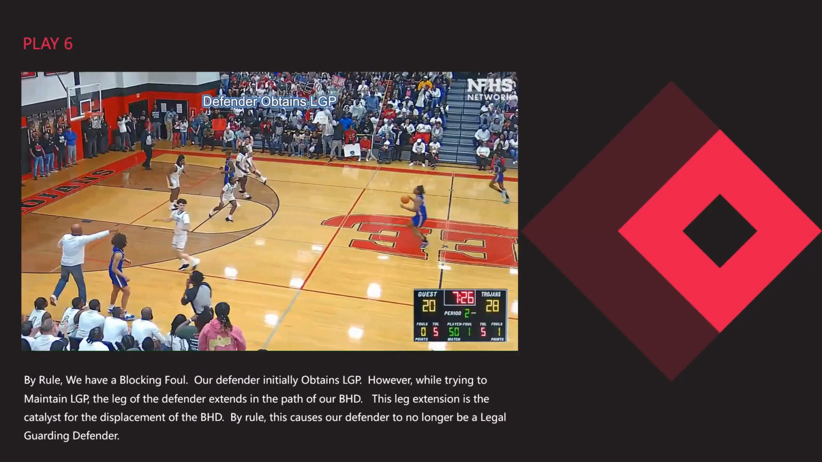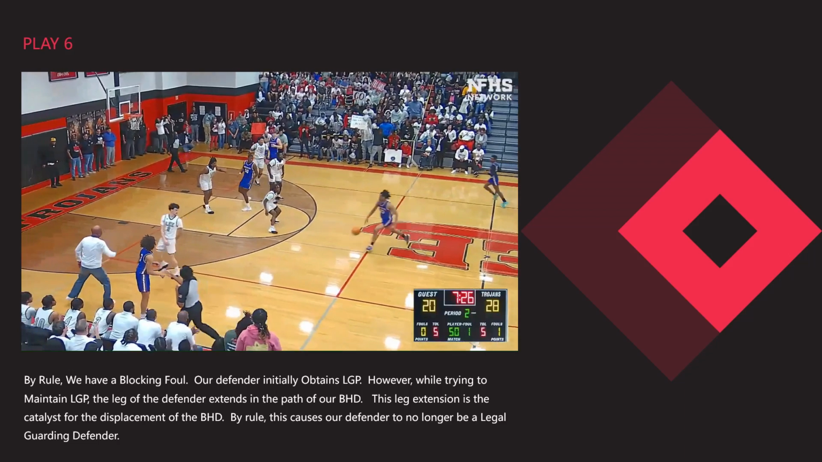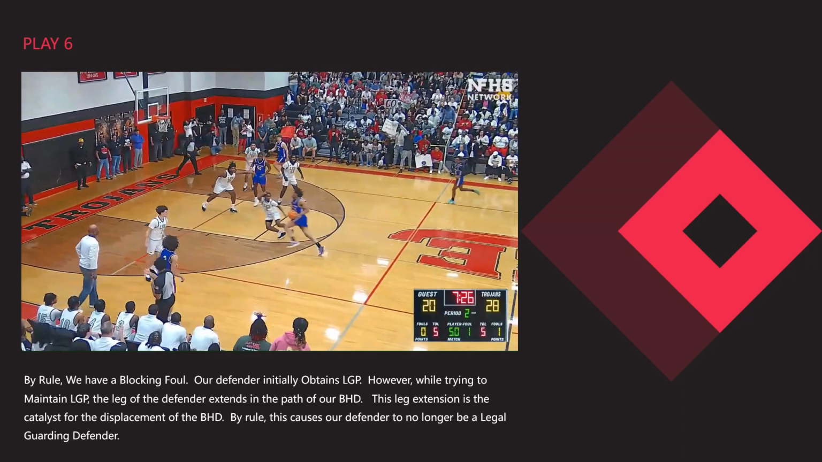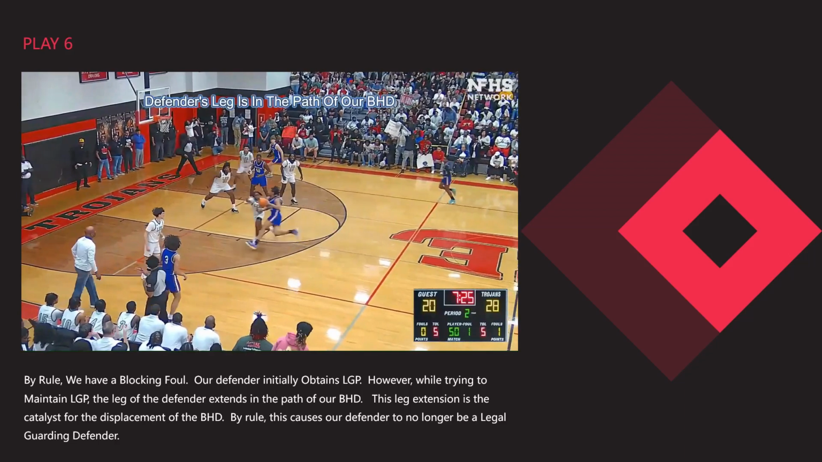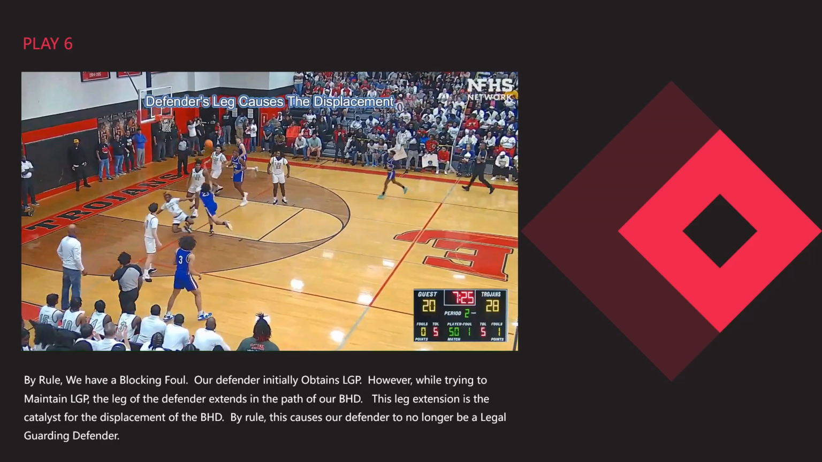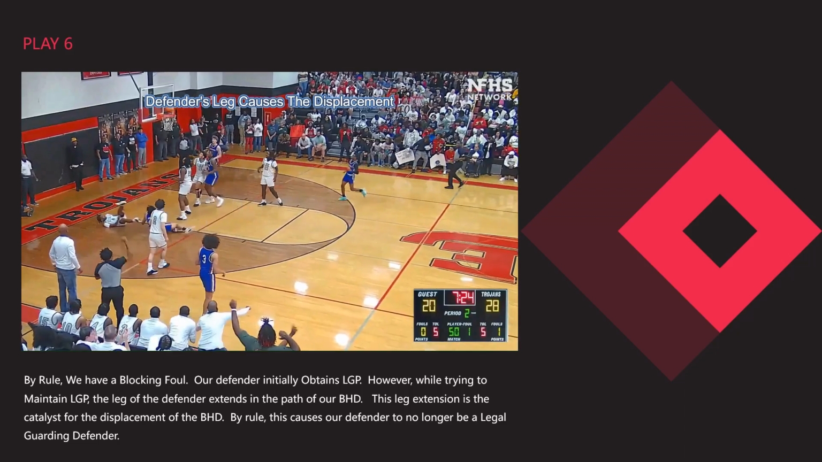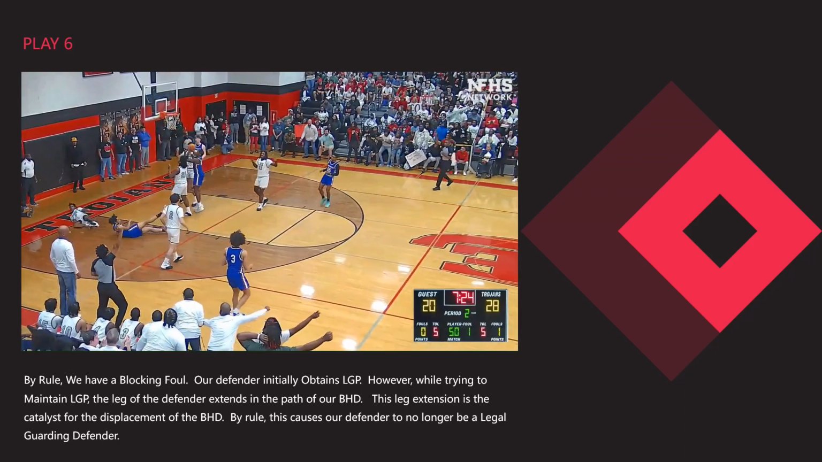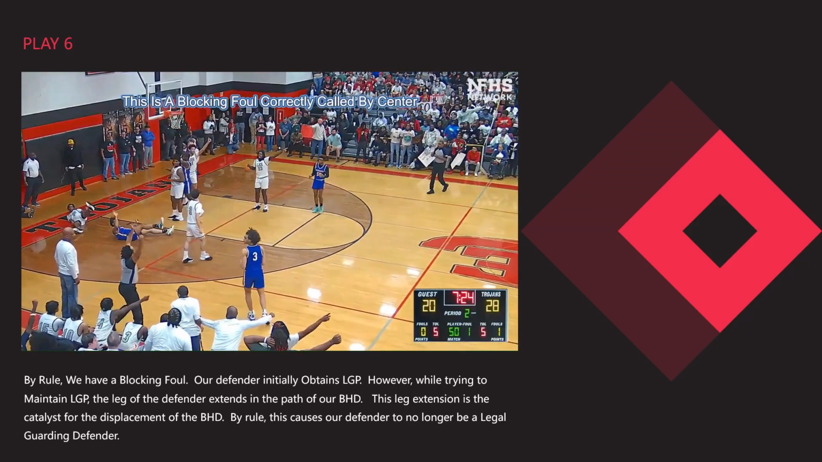Our defender obtains legal guard position. We're speaking with the gentleman at the free throw line extended. He has 2 feet on the playing court inbounds, and his torso is facing the opponent. While trying to maintain legal guard position, the defender's leg enters the path of our ball handler dribbler. By rule, the defender is no longer in legal guard position. His leg will be the catalyst for the displacement that occurs between himself and the ball handler dribbler. This is a blocking foul, correctly called by our center official.